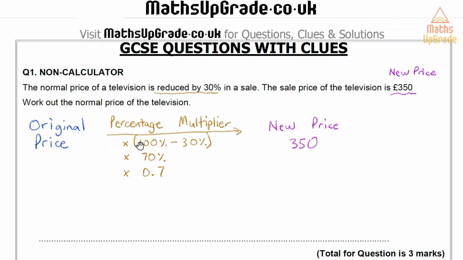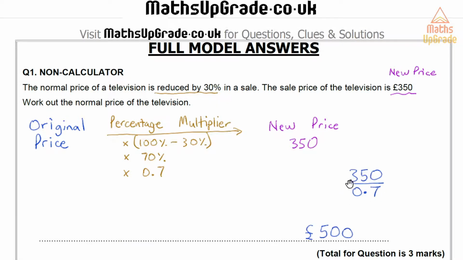Since I've taken off 30%, it's been reduced by 30%. So we need to think about the multiplier, which corresponds with finding 70%. Since 70% is 70 out of 100, that is 0.7 as a decimal. So to find the original price, I need to do the inverse of multiply by 0.7, which is divide by 0.7. So 350 divided by 0.7.